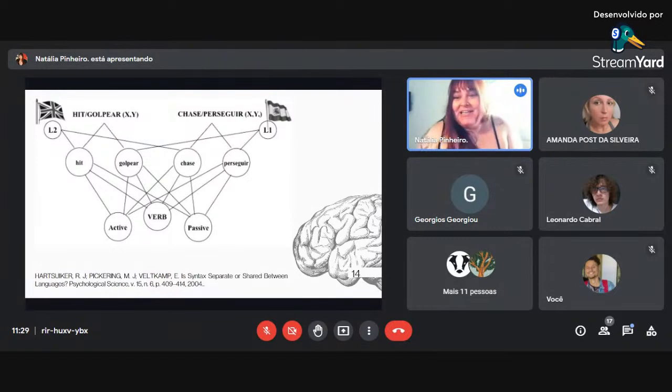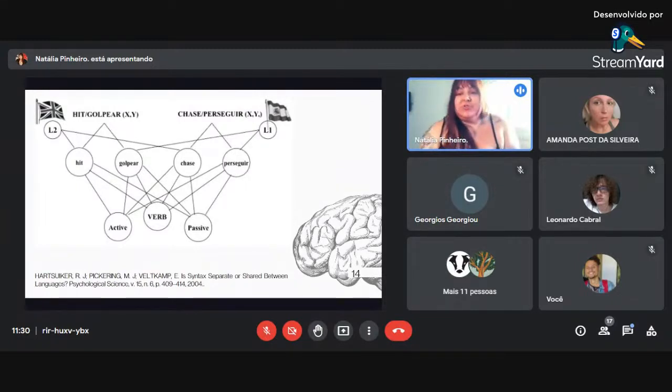And what we are seeing here is a representational network composed of nodes. So we can see the lemma nodes, we can see the combinatorial nodes, we can see the category nodes. But most importantly, this network includes language nodes. In this case, this is the example Hartsuiker and colleagues used. We have one node for English and another node for Spanish. So the important thing is that the same nodes can be connected to different languages.